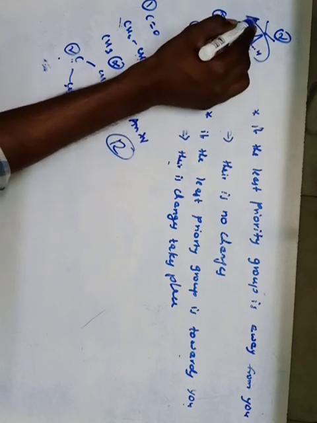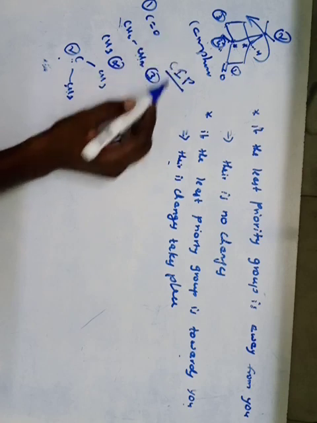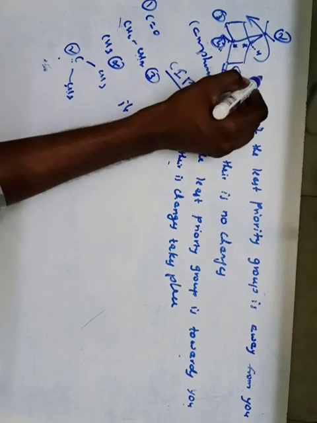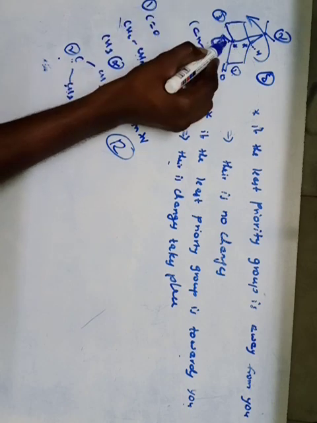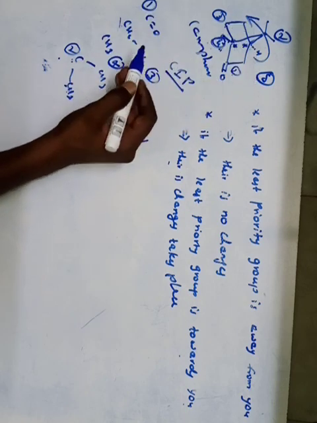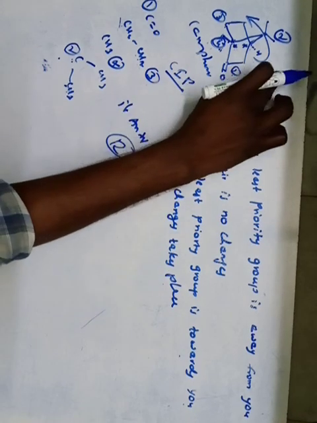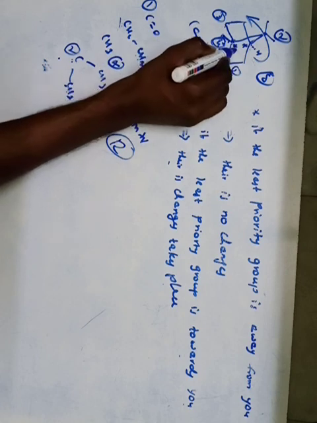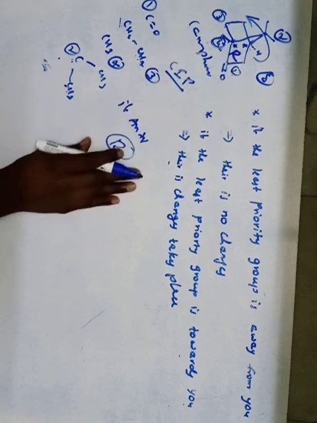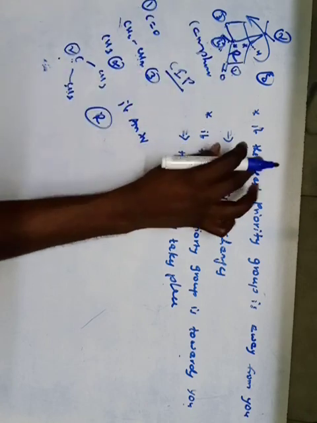It is an anti-clockwise direction, but the least priority group is towards us. So it is because this methyl group, the least priority group, is towards us, that a change takes place. Then finally, what is the configuration for this chiral carbon? R configuration. Okay, finally this is an R configuration, right? You have to remember these two points.